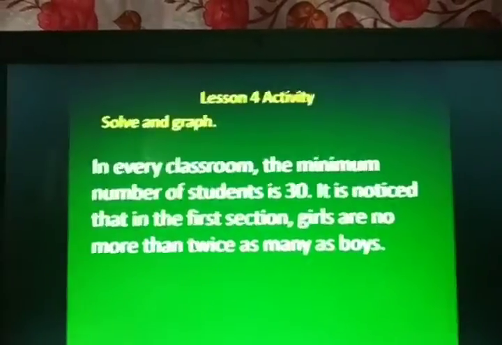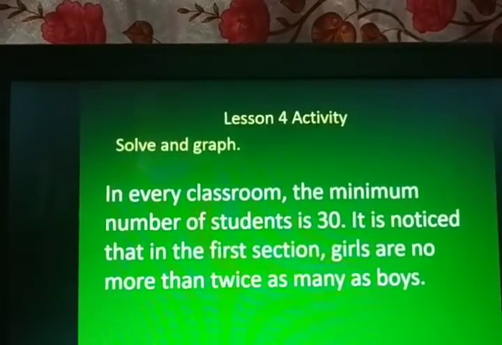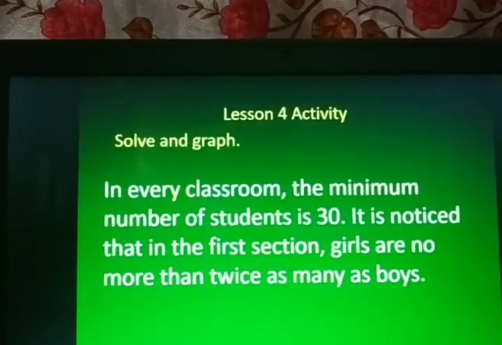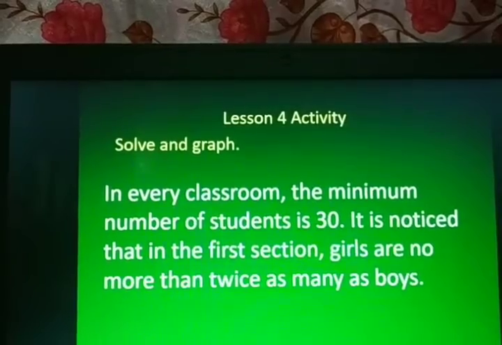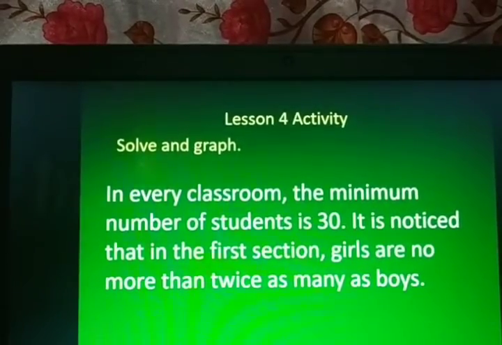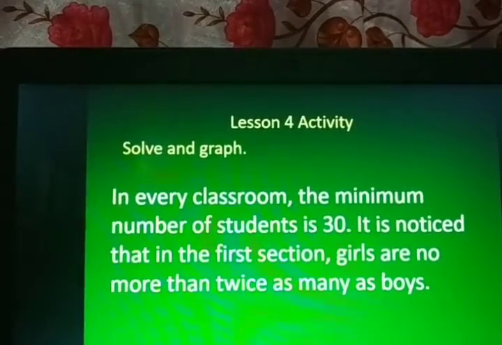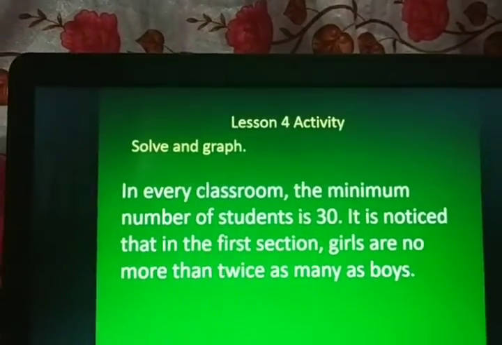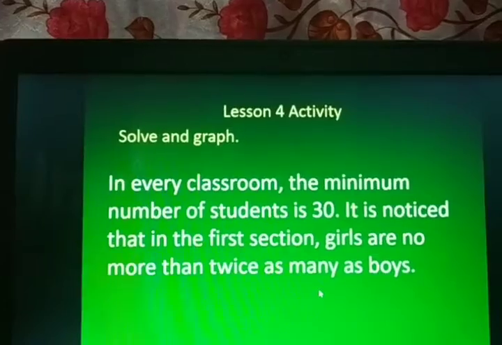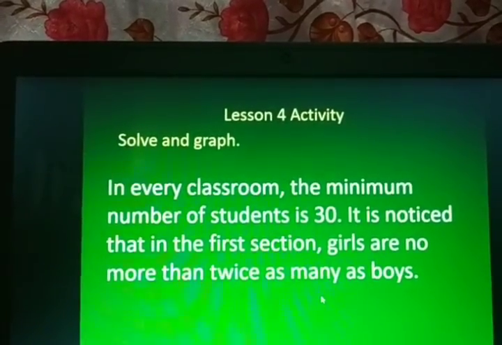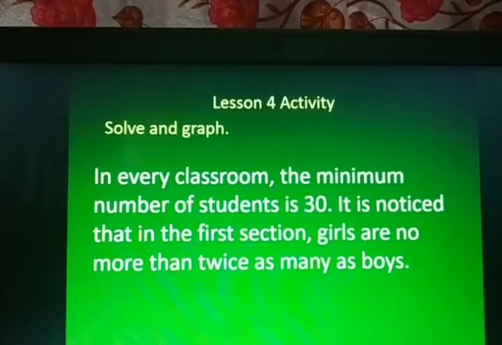Okay, so understand the problem and interpret it so that you can have your system of linear inequalities, and solve. Okay, solve the answers and graph. Thank you very much.